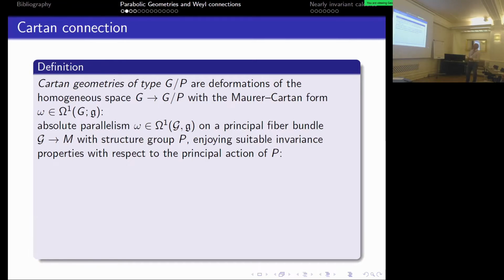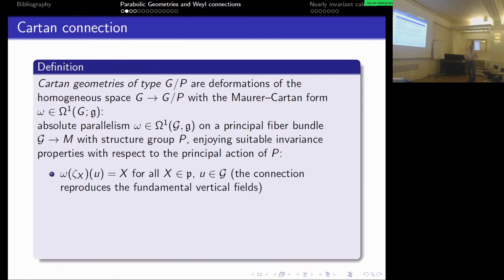So instead of the Maurer-Cartan form, you simply consider a similar form, omega, having also values in the same real algebra g, which is the model space, or the model algebra. But the curly G is now a general principal fiber bundle with the structure group P, and you want omega to enjoy all the properties of the Maurer-Cartan form which still make sense. So you want that along the fibers, the absolute parallelism should reconstruct the fundamental vector field. So the fundamental vector fields along the fibers on a principal fiber bundle are the same thing as left invariant vector fields on the homogeneous model, just restricted to the vertical directions, right? So that's this requirement. It reproduces the fundamental vector field.